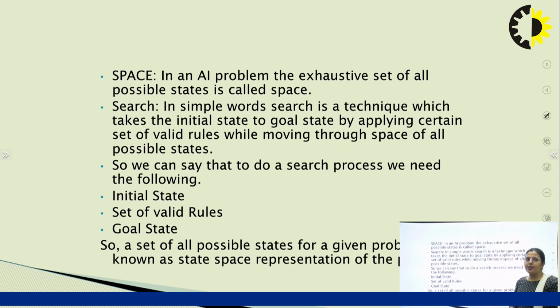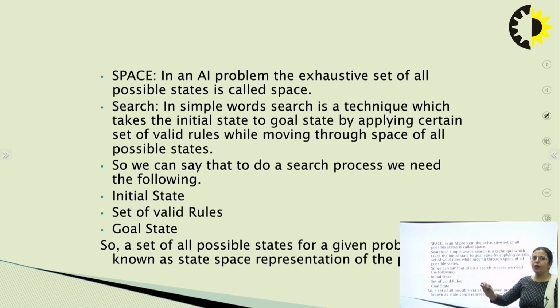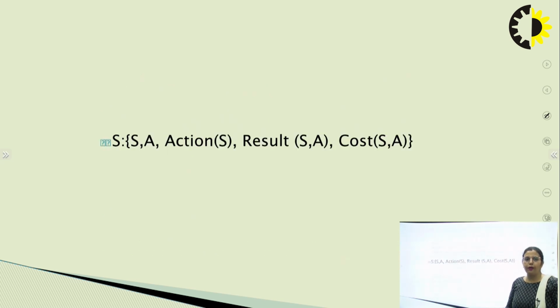Another term is search. In simple words, searching is a technique which takes the initial state to the goal state after applying many valid rules while moving through the space of all possible states. So there are 3 things. First one is the initial state. Then the set of rules that need to be followed to reach the goal state, and the goal state. These 3 things need to be known while we are doing the searching operation. So this whole is known as the state space representation for any kind of problem.